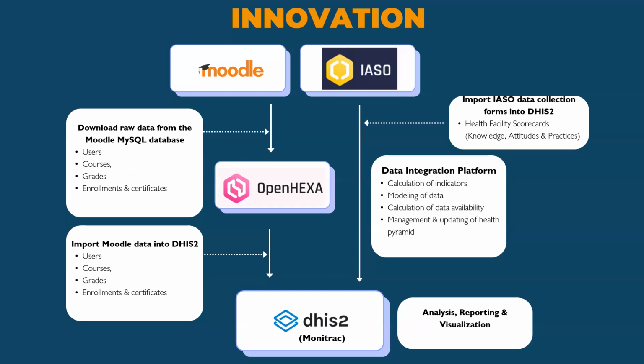So what we use the DHIS2 for, we use it as a warehouse or data storage where we can analyze, report, and visualize all the data from the different sources. But in this case, for capacity building, it is Moodle and IAZO.